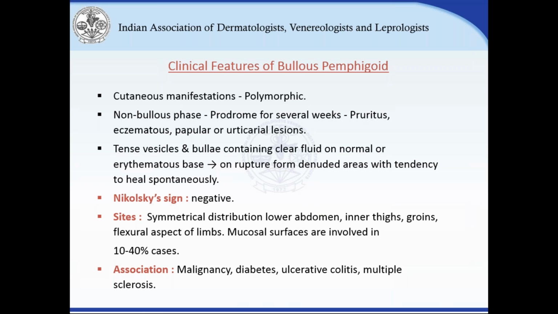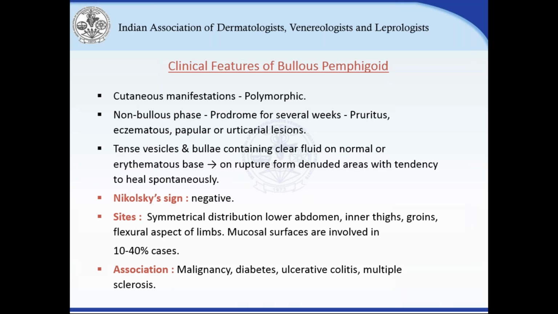The Nikolsky sign is negative. It is difficult to extend these bullae, right? Nikolsky sign is negative in subepidermal blistering disorders. The sites are symmetrical distribution in lower abdomen, inner thighs, groins, and the associations are malignancy, diabetes, drugs, ulcerative colitis, and multiple sclerosis. You just need to remember that there is the pemphigoid group of disorders.